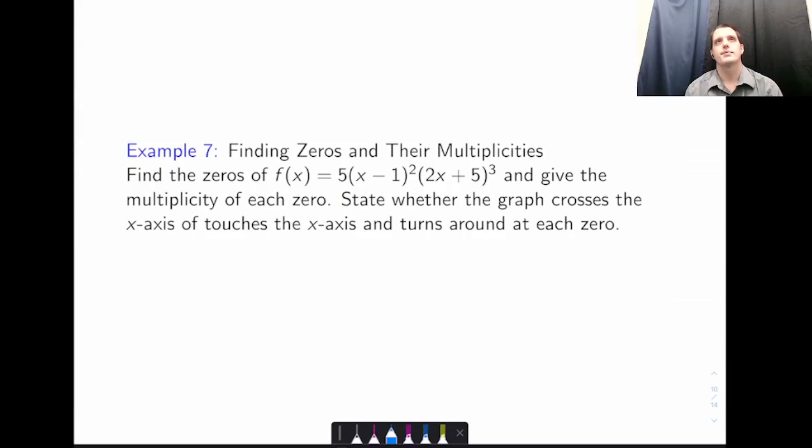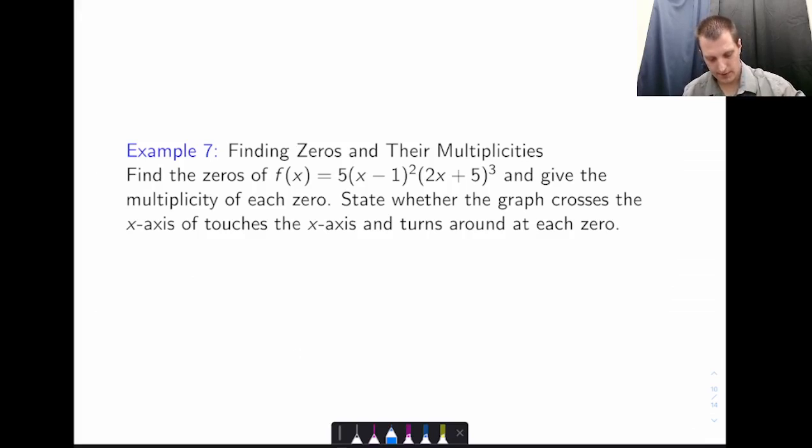Here we go. We've got an example. We got nice numbers here. Find all the zeros and their multiplicities. Find the zeros of f of x equals 5 times the quantity x minus 1 squared times the quantity 2x plus 5 cubed. Give the multiplicity of each 0. State whether the graph crosses through the x-axis or touches the x-axis and turns around at 0.